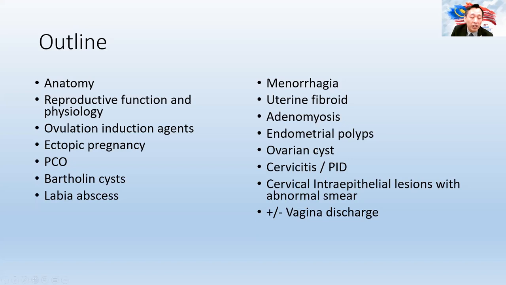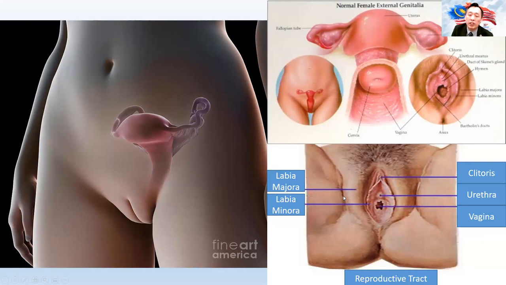So this is our female reproductive organ. You have the external labia minora and also majora, then this is the vaginal opening. Inside this vaginal opening, about 8 to 10 cm in, you have the cervix. The whole organ is the uterus. There are two fallopian tubes and two ovaries. The function of the vagina is for reproduction, and it is also part of the birth canal.